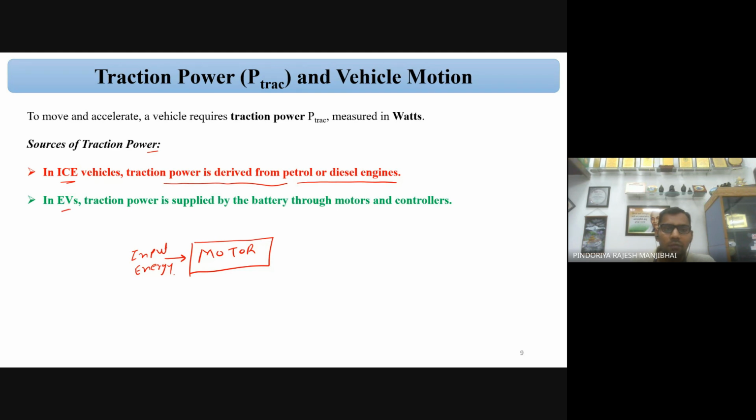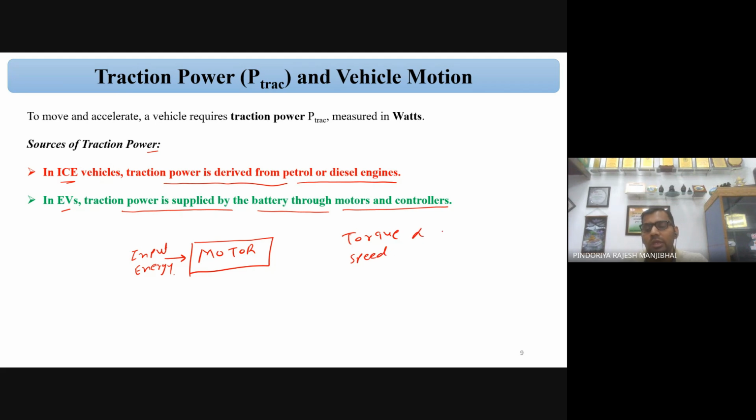Second one, there is an EV. For the EV, traction power is supplied by the battery through the motor and the controller. So we have a battery, and that battery is connected to our motor and controllers. Why controllers? Because we have to control the speed and the torque. That is ultimately our goal, correct? So we have to control the torque and we have to control the speed.